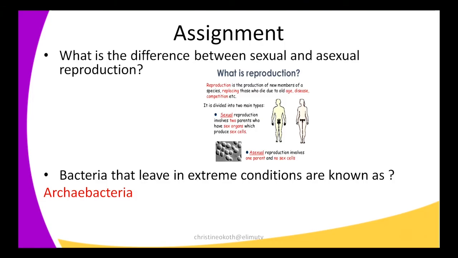It is divided into two main parts. So we have the sexual and the asexual. Sexual reproduction involves two parents who have sex organs which produce the sex cells. So this is reproduction through the sex cells, and they produce one offspring. Then asexual reproduction does not need two parents. So it is just one parent and there are no sex cells. Then the next assignment was, bacteria that live in extreme conditions are known as, and the answer is Archaebacteria.